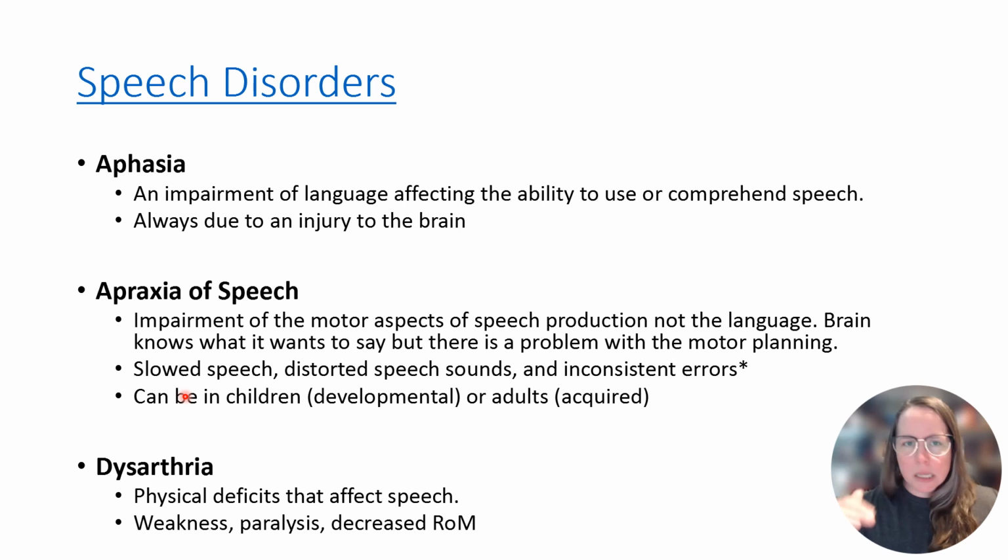So just these three things: aphasia, where it's the brain problem. Apraxia is also a brain problem, but we're focusing on the motor component. And then dysarthria is more of a physical problem, like I know what I want to do, I cannot physically do it.